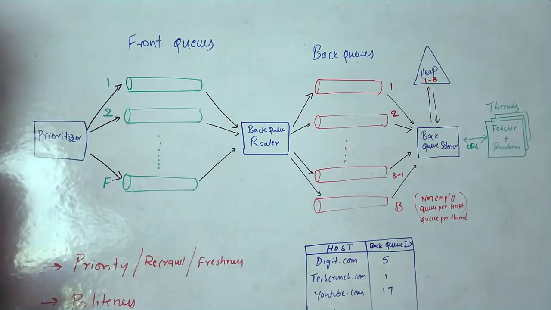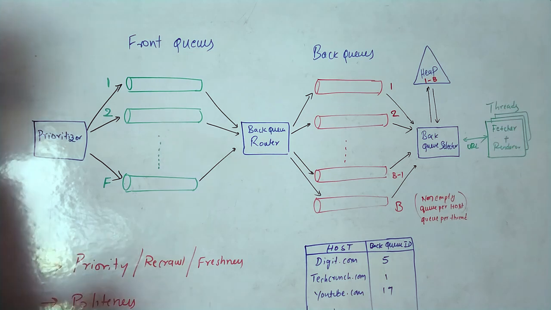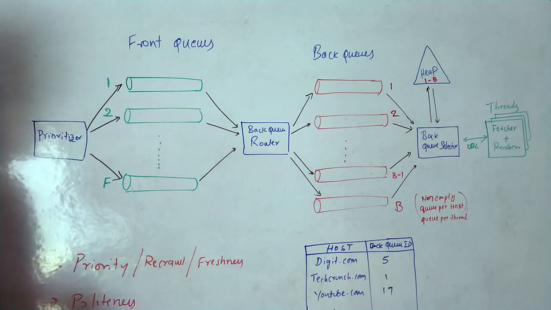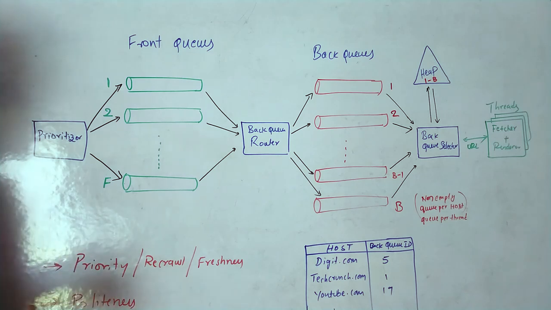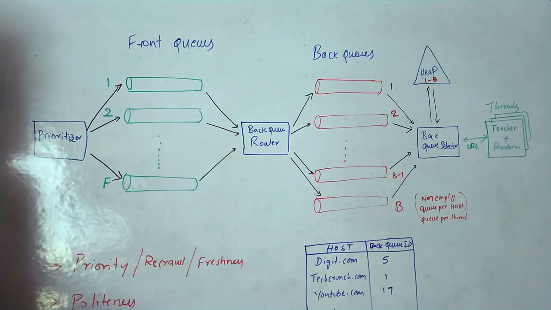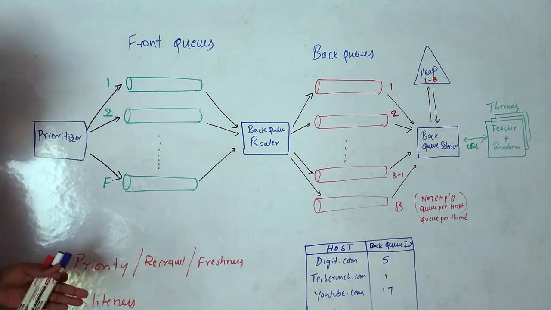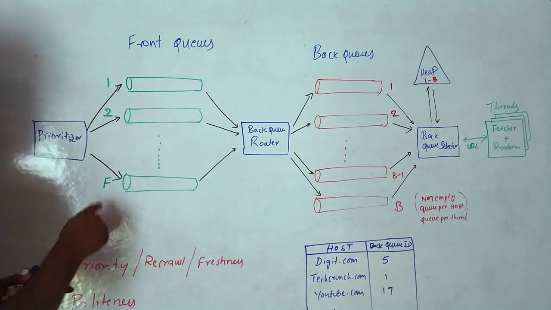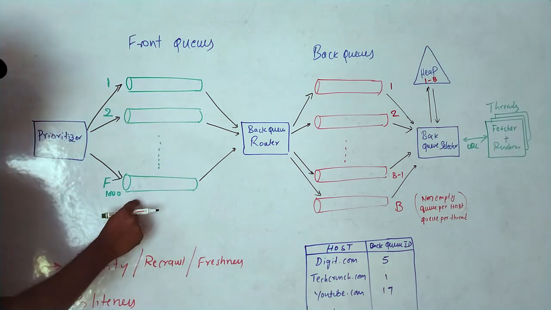Okay, so now, what do the front queues mean? The front queue is a simple FIFO, first in, first out queue. There are F number of queues, which is up to us. F is the maximum number of front queues, which is equivalent to the maximum priority we have to assign. Maybe I decide that I want priorities from 1 to 1,000, so I'll have 1,000 front queues. That means this is the first queue, second queue, and this is the 1,000th queue.